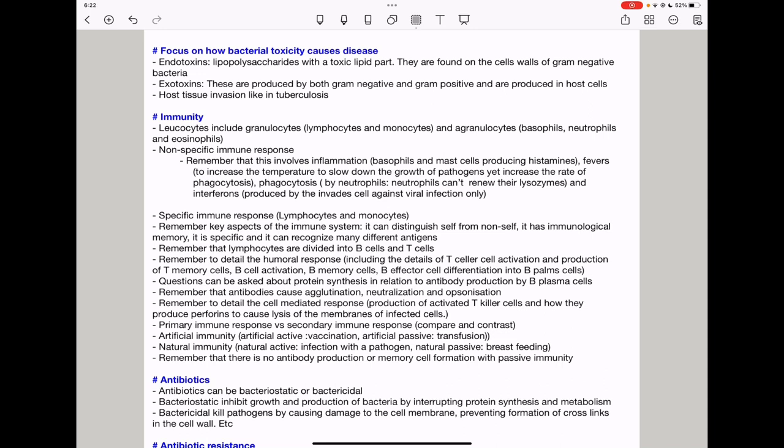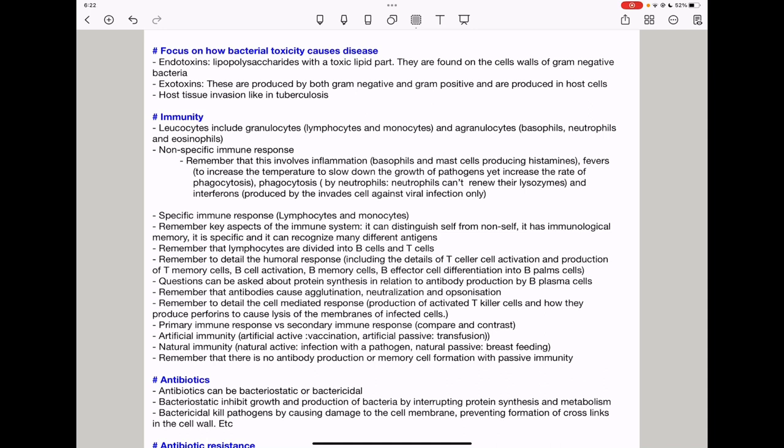Remember, it includes inflammation, fevers, phagocytosis, as well as interference. Inflammation is caused by basophils as well as mast cells producing histamines, and these histamines are going to trigger inflammation. Fevers are caused in order to increase the temperature so that the growth of the pathogens is slowed down in order to increase the rate of phagocytosis.